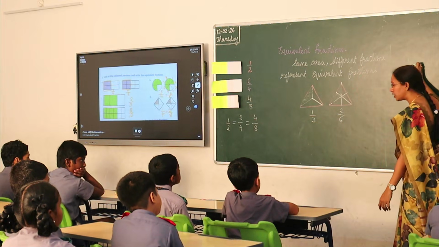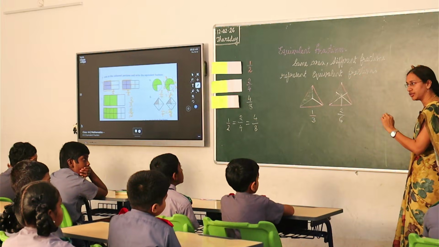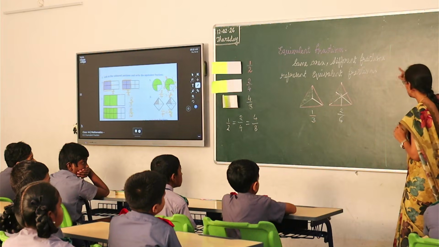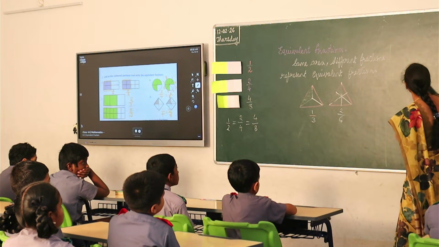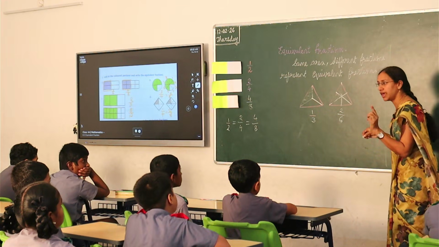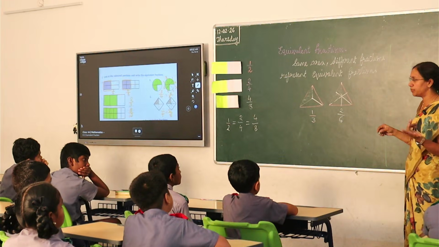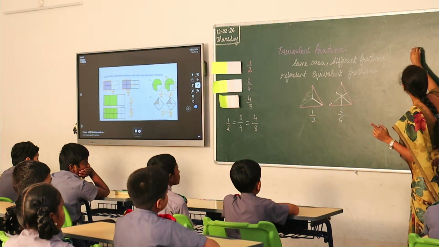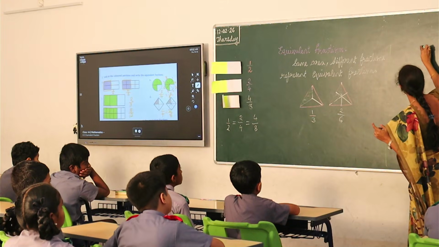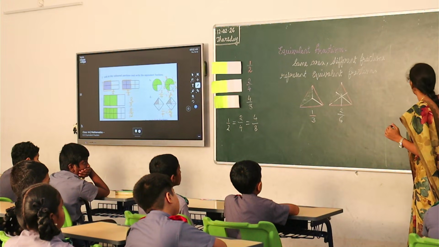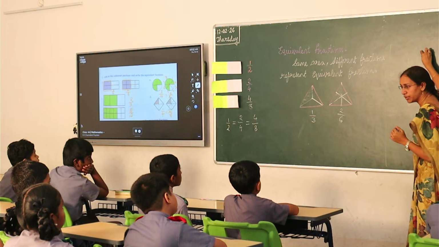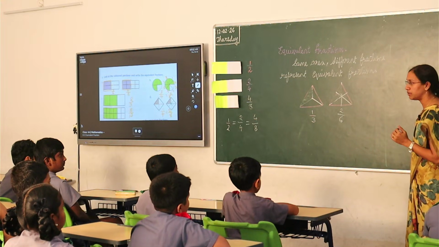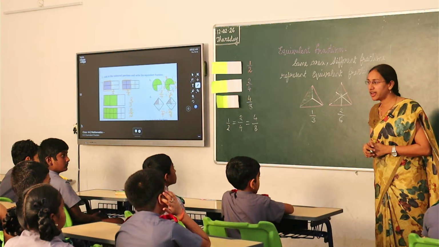To get an equivalent fraction for the given fraction, all you need to do is multiply the numerator and denominator with the same number. Okay, let's take one number, for example 3. Numerator is 1. We need to multiply the numerator with 3. The denominator also with 3, meaning the same number. You need to multiply numerator and denominator with the same number to get an equivalent fraction.